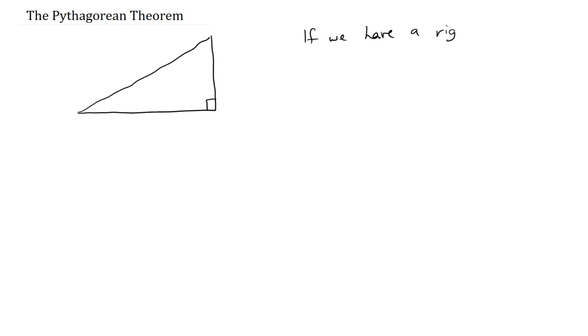Most people remember it as a squared plus b squared equals c squared, but that's only useful if you remember what a, b, and c are. And you might, but it applies to right triangles only. So it says if we have a right triangle, meaning a 90-degree angle in a triangle, then the following is true. In a right triangle, the side opposite the 90-degree angle is called the hypotenuse.